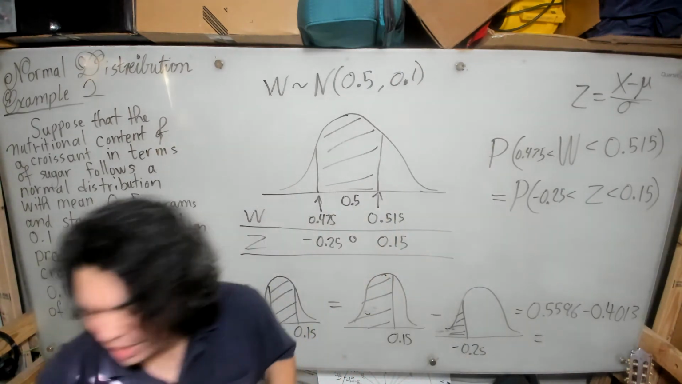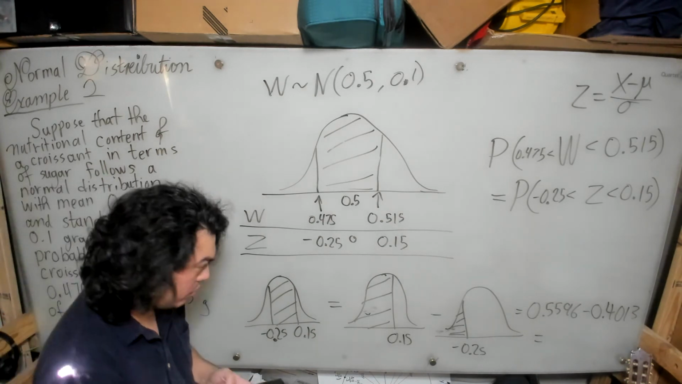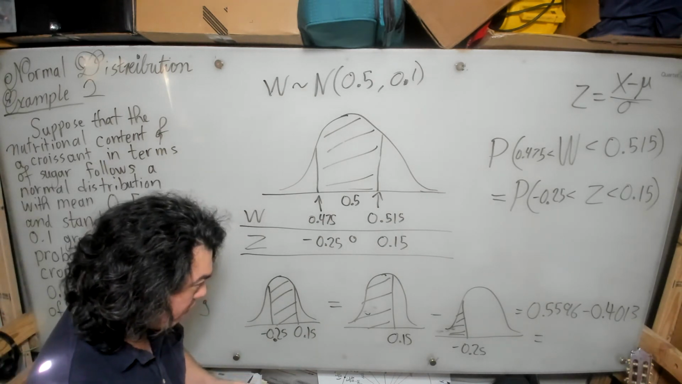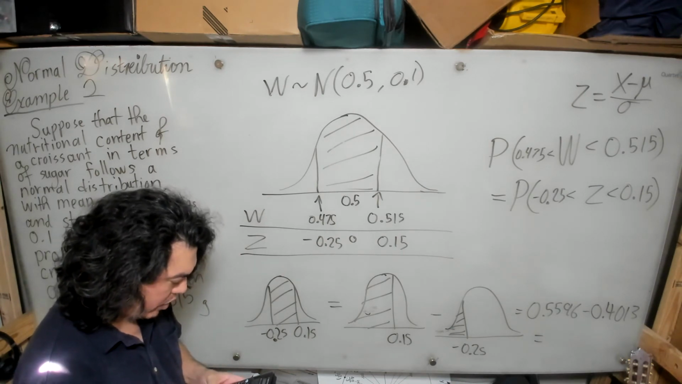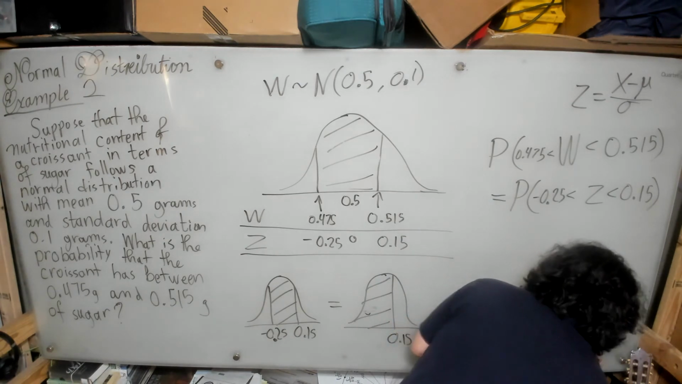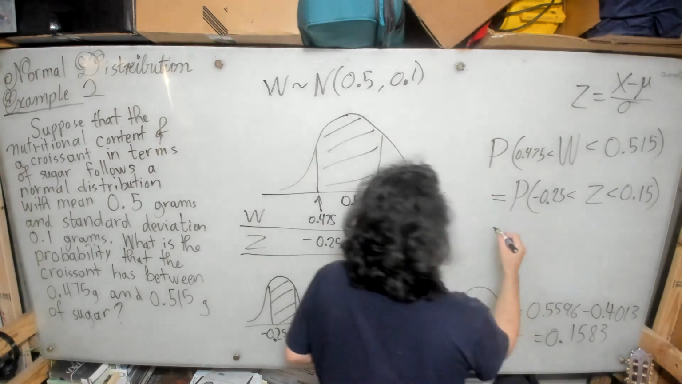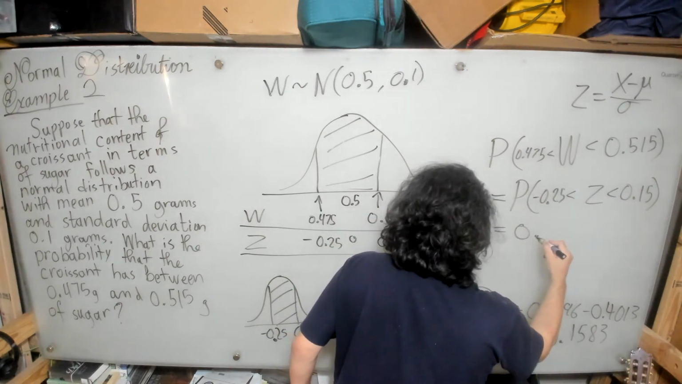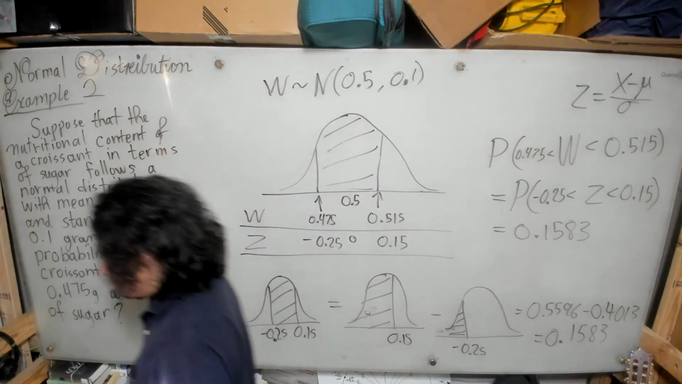And then I'm going to use my calculator to carry out this subtraction for us. Okay. So 0.5596 minus 0.4013 equals 0.1583. So this finally is equal to 0.1583. Okay.